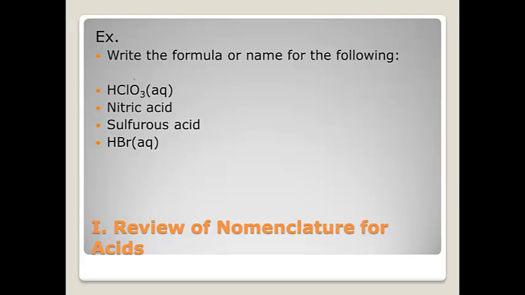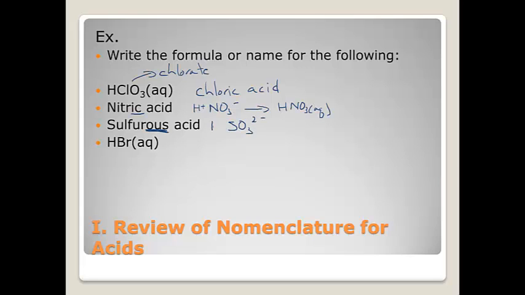Okay, first one here, ClO3, this is chlorate, so that means this must be chloric acid. Nitric acid came from ate. Nitrate is NO3 1-, combine it with the H+, that means your acid will be HNO3, and don't forget your aq at the end. Sulfurous acid, ous, came from ite. That means it came from sulfite, which is SO3 2-, combine it with H+, and your formula is going to be H2SO3. Don't forget, no charges on your formulas ever.